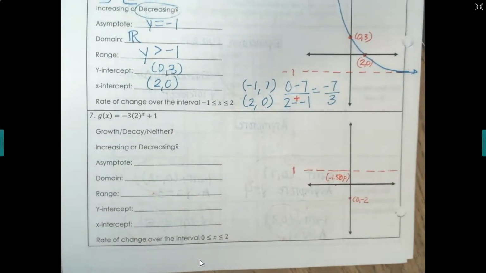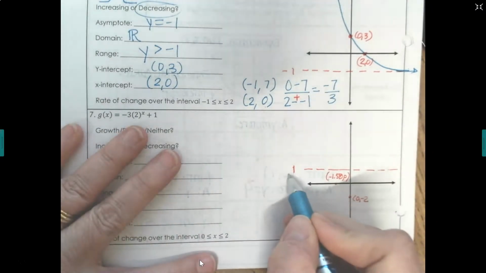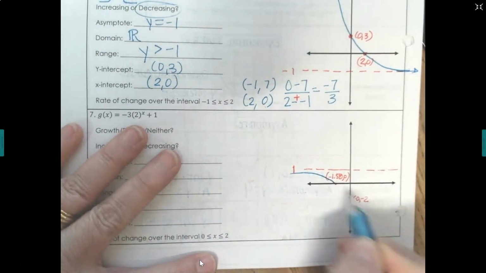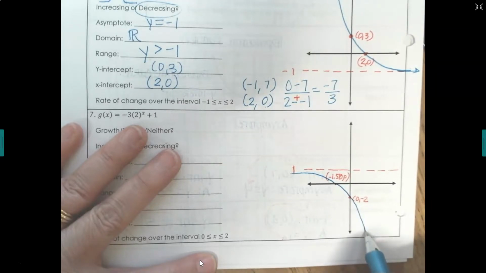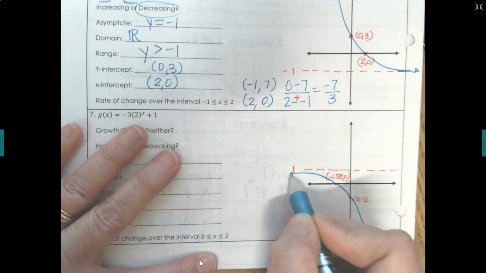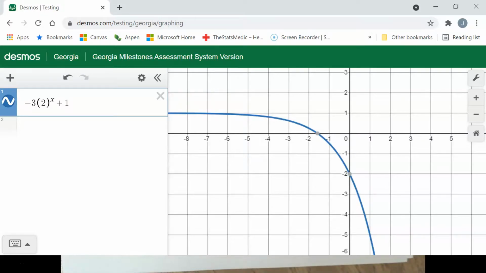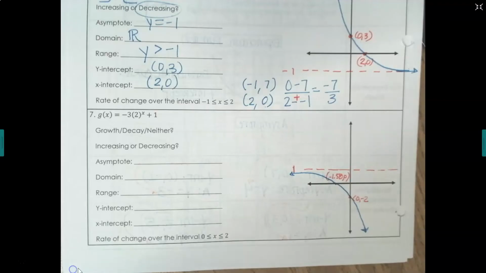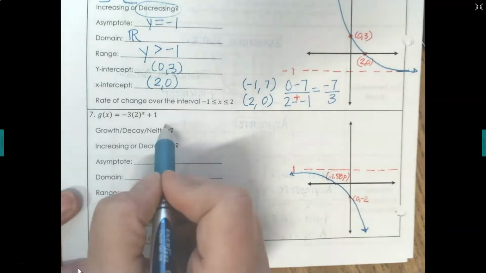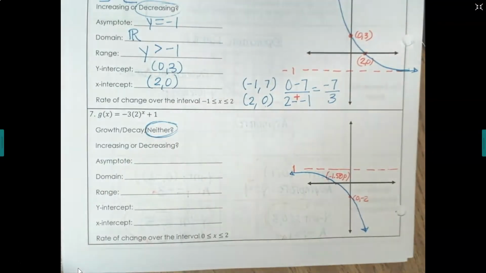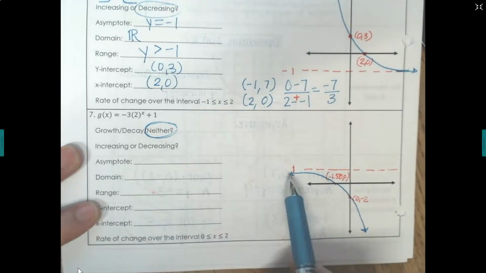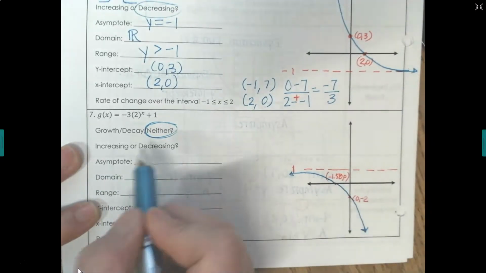Okay, so my graph, you remember, came along this asymptote, and then it came through the x-axis and through the y-axis, and then kept going down. So this guy was different than the other ones. The other ones were above the asymptote. This one is below the asymptote. So when you're below the asymptote, you are neither growth or decay. So we're going to circle neither here. Okay. We can still answer this question. As we go left to right, we're going down, so we're decreasing.